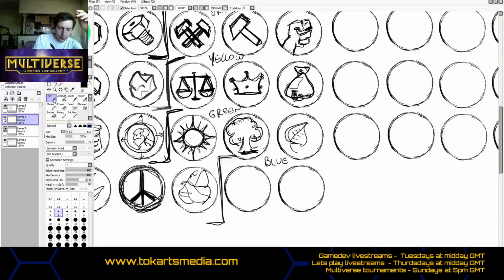So, one of the possible things that could work for blue, I really don't have any good symbols here. One of them is a light bulb, which symbolizes ideas and sort of symbolizes intelligence, but I don't like that it's a light bulb. It just looks weird as a symbol.